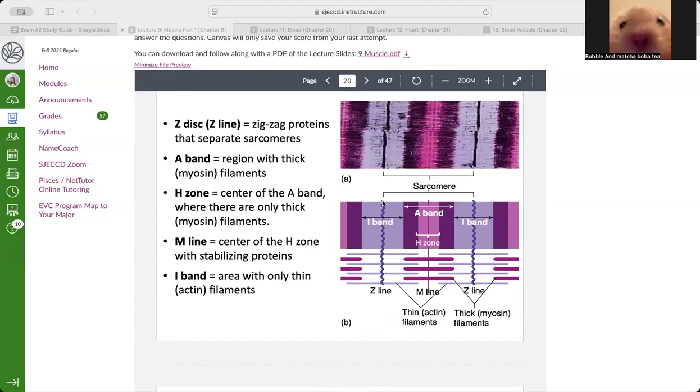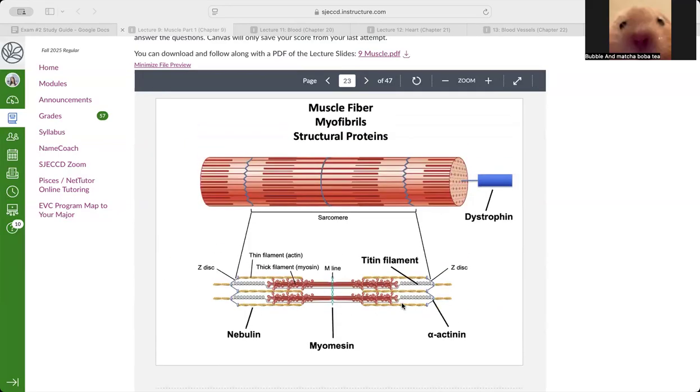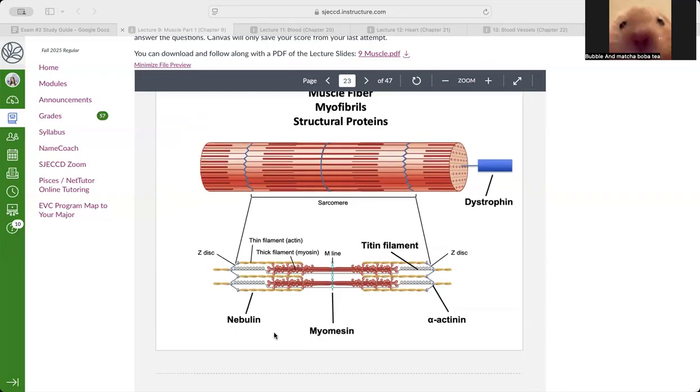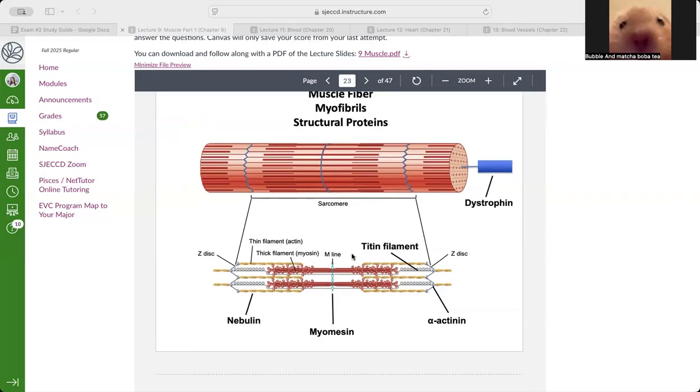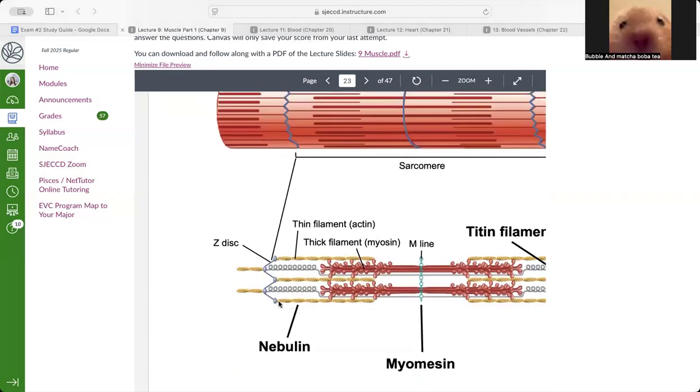Between the I band is where, okay? So where's the Z line? Let me find it. Somewhere here. This line, I guess. So let's just say it's this line. That's what it makes up. Myomesin makes up the M line. Nebulin is a special structure that wraps around the thin filaments and helps attach to the Z line. See, right here? It's attaching, guys. These are kind of hard to remember, but they're special structural proteins.